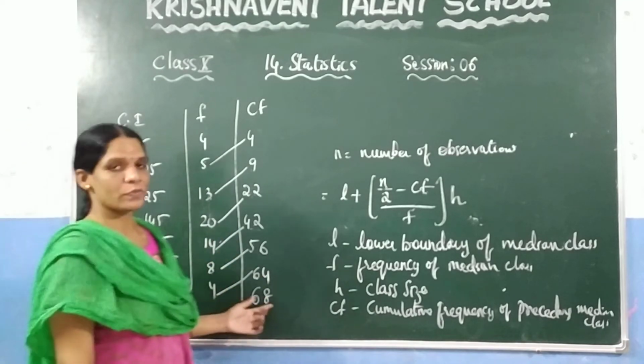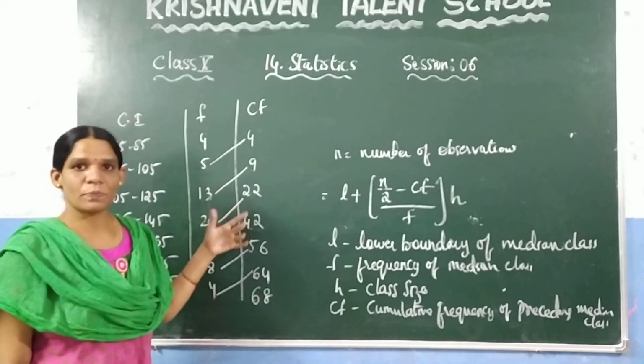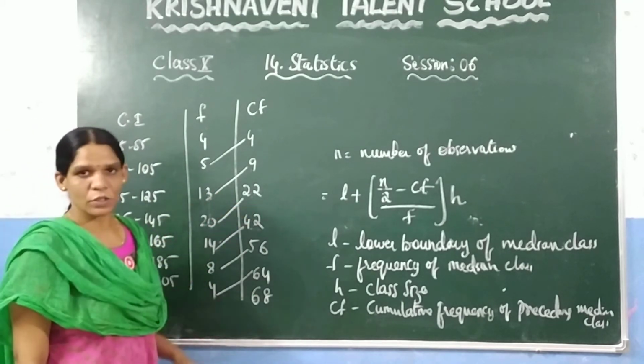What is meant by cumulative frequency? Cumulative frequency is nothing but the sum of the frequencies of the preceding frequencies. If you take, you will get the cumulative frequency.